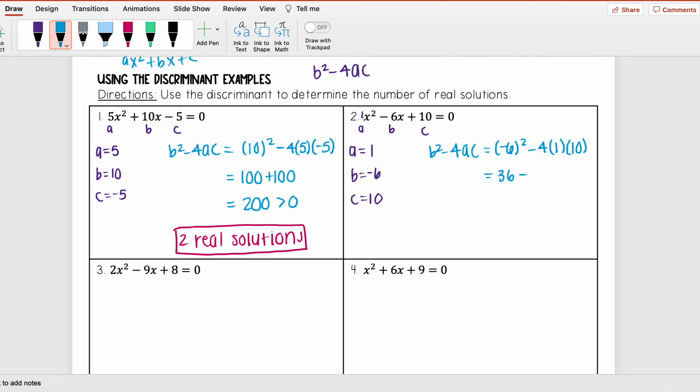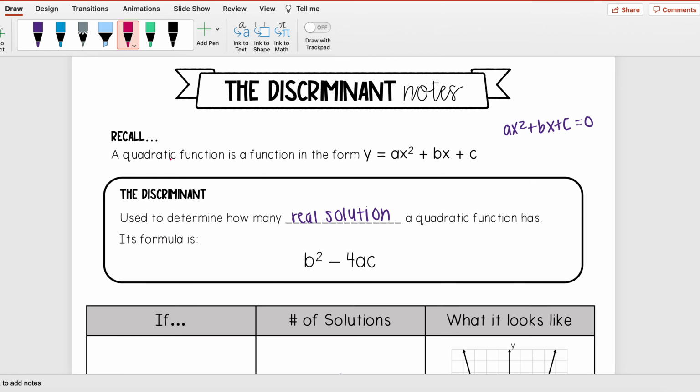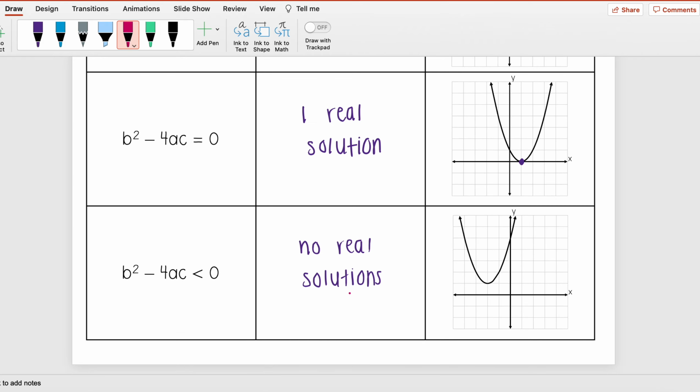Minus 4 times 1 is 4, 4 times 10 is 40. And then 36 minus 40, I get negative 4, which is less than 0. So now, because my discriminant is less than 0, I can see from my chart that there are no real solutions.